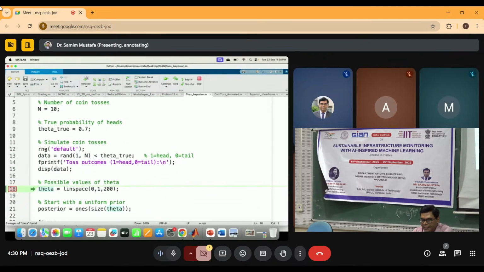So this is the RNG default. The meaning of this is that you can reproduce your result. If you don't provide RNG default, then what will happen? Your random numbers will be regenerated with some other numbers. So only when you provide this RNG default can you reproduce your result whenever you run that code. If I omit this, every time I run, I will get a different outcome.